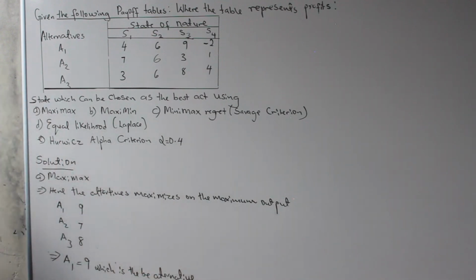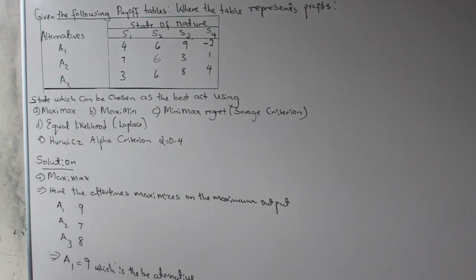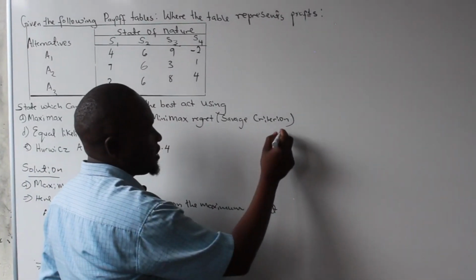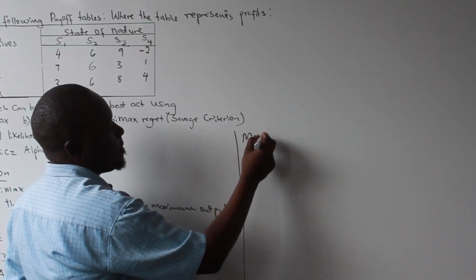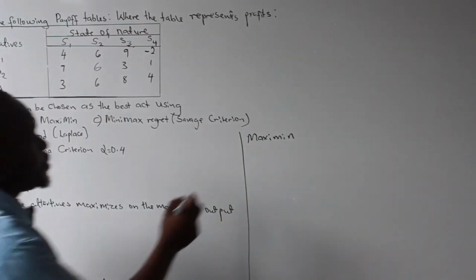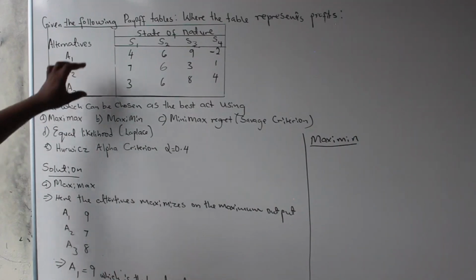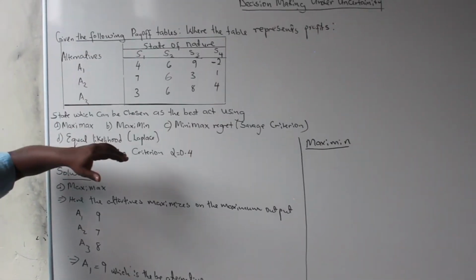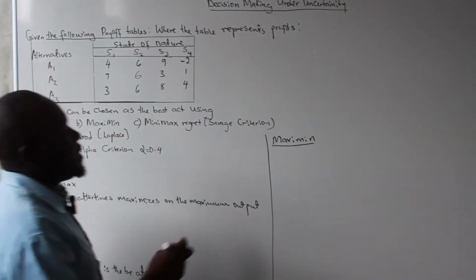Now, that is question A already solved. We look at B, which is the maxmin. The same procedure applies, but in this case you first look for the minimum. Then, after finding the minimum for each alternative, you look for the maximum among those minimums. You write here the alternatives.